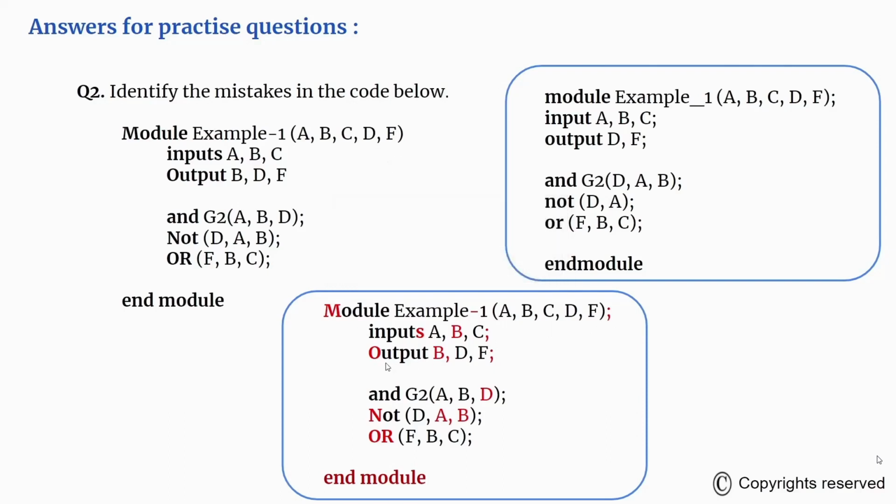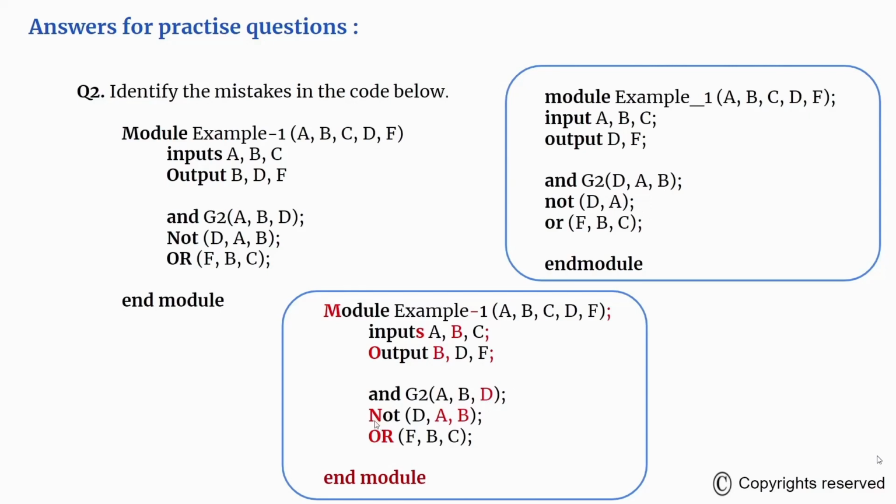Output is a keyword only when all the letters are small. The O here has to be a small letter. And if you look at the inputs and outputs, B is mentioned in both inputs and outputs, which is again not correct. So I have eliminated B from the outputs. It says AND G2 A comma B comma D. The syntax says in the braces the first identifier or variable has to be the output, and then it is followed by inputs. But here A is an input and D is an output. So D has to come first, then A and B.